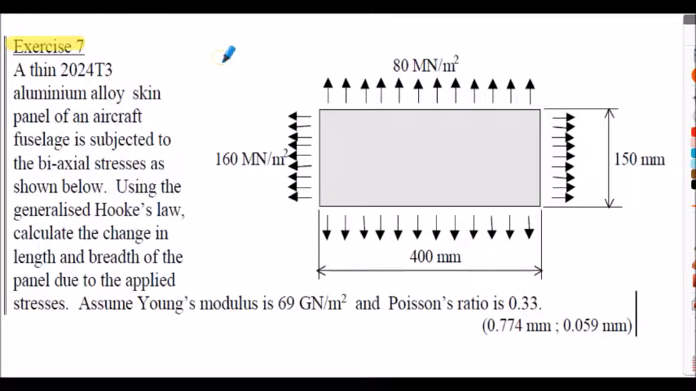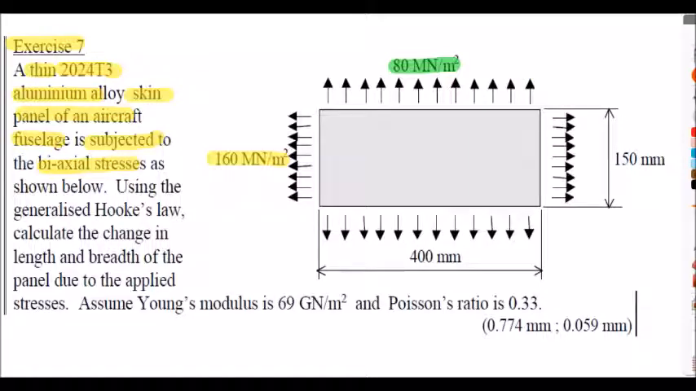So exercise 7. We've got a thin skin panel here. It's actually a 2024-T3 if you want the actual material specification used for aircraft fuselage skin panels. So it's aluminium alloy and it's subject to biaxial stresses. So we've got 160 meganewtons per meter squared, let's just say in the x direction, and it's 80 meganewtons per meter squared in the y direction. Okay, so it's biaxial, nothing in the z direction.